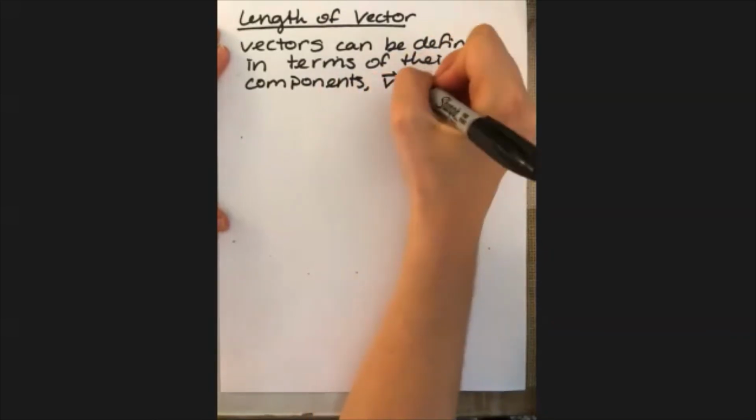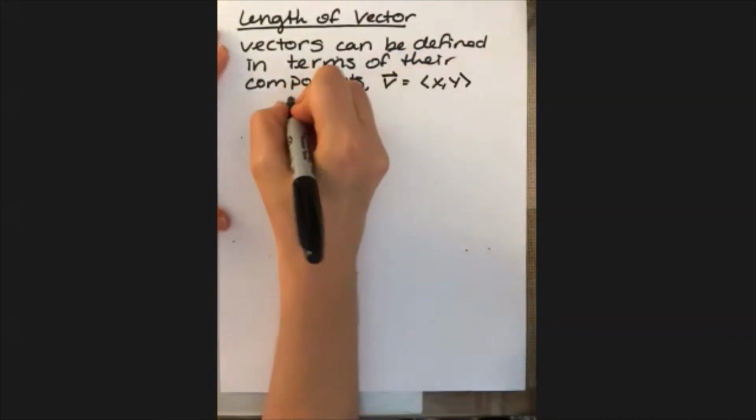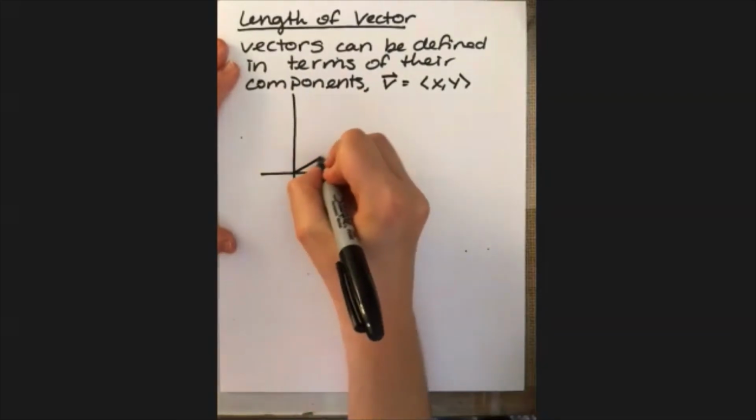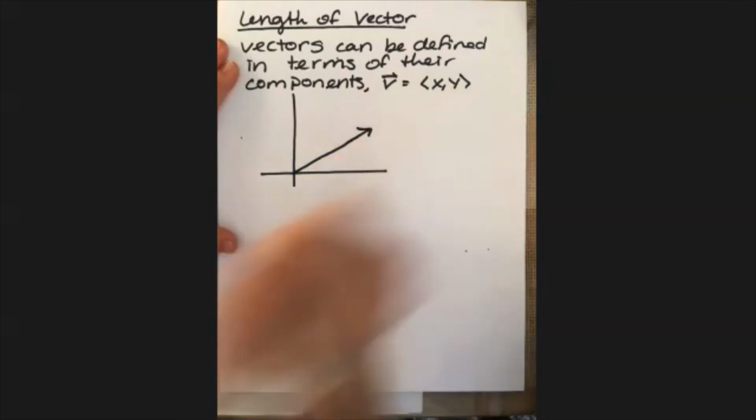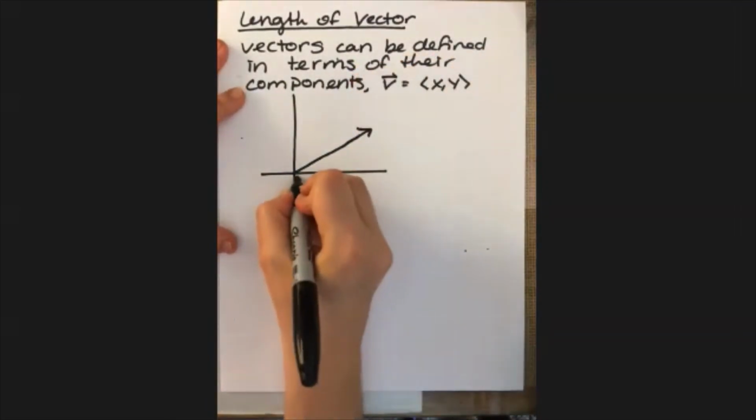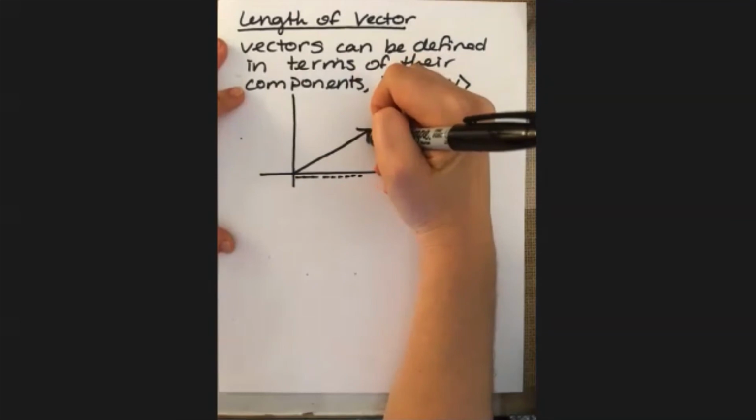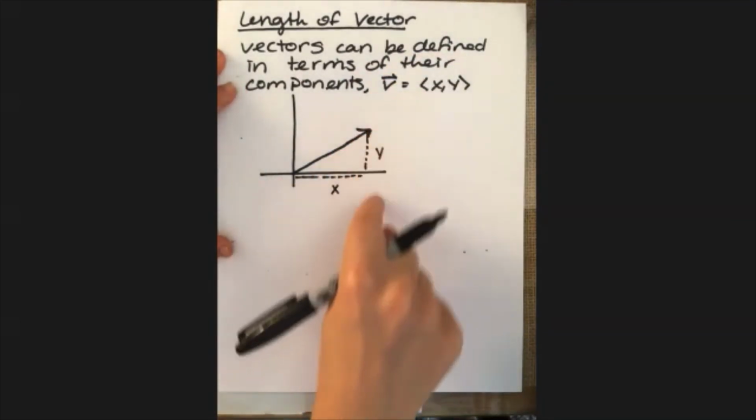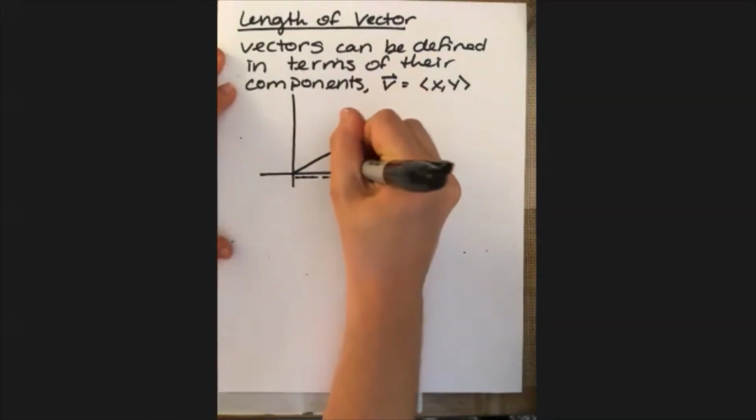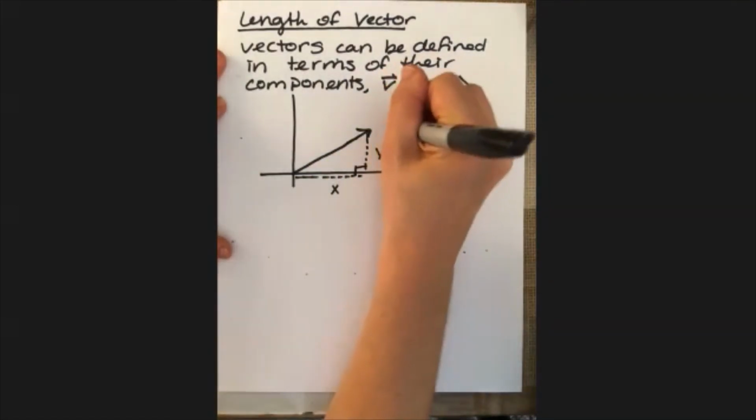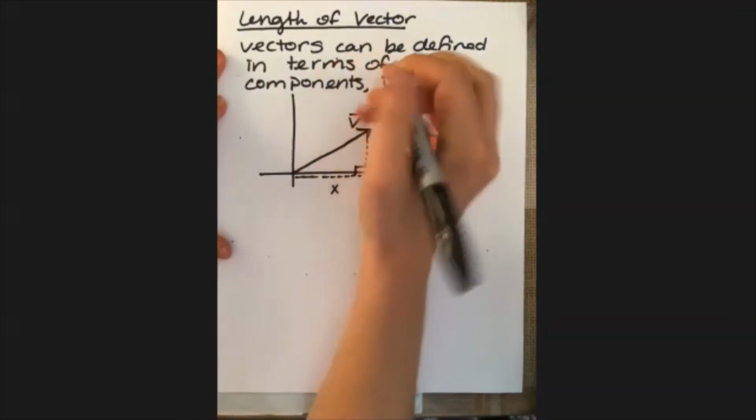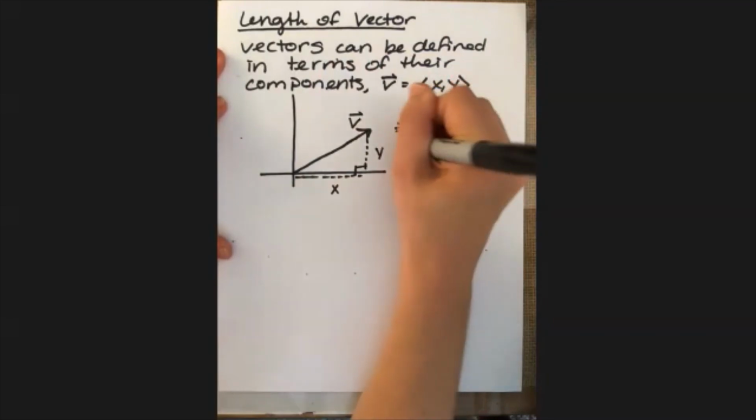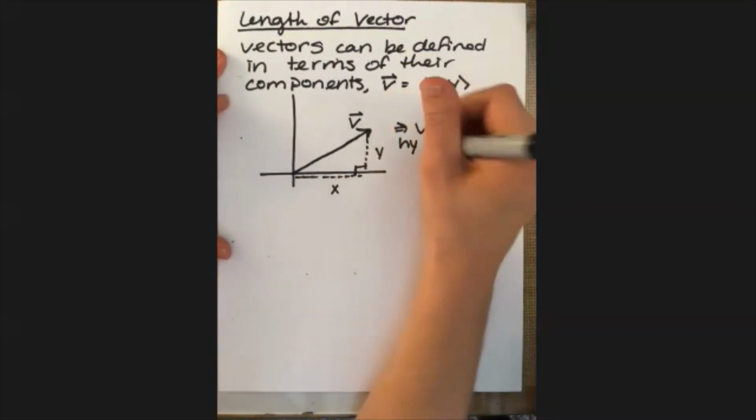So V equals that x, y. And if we draw this on a graph, it looks something kind of like that. And the x component is horizontal like so. Y component is that vertical part. And notice that this horizontal and the vertical part form a right angle. So what this means then is this vector is forming the hypotenuse of a right triangle. And we know the sides of this particular right triangle. They're x and y.